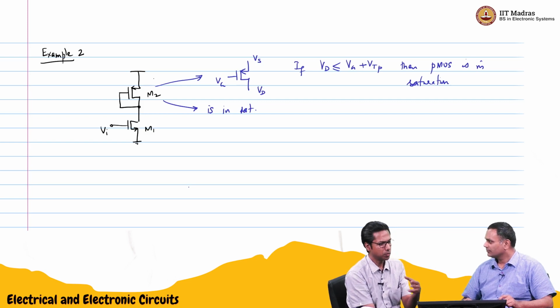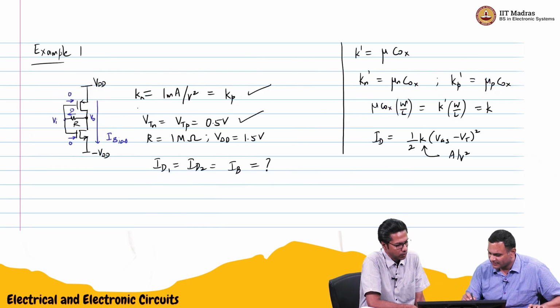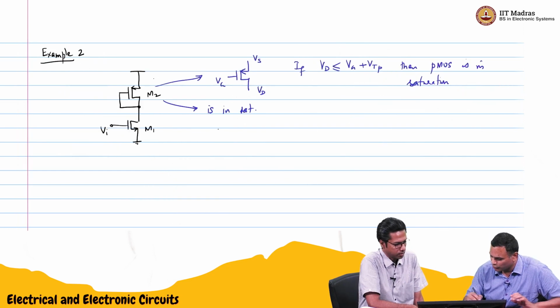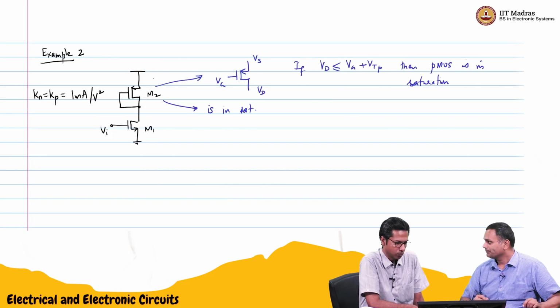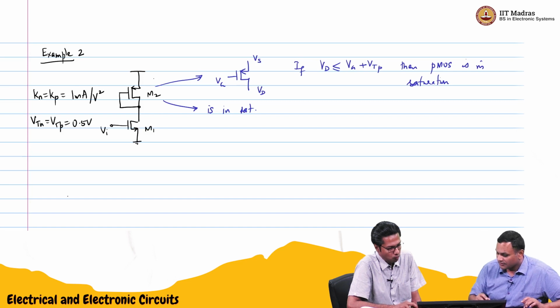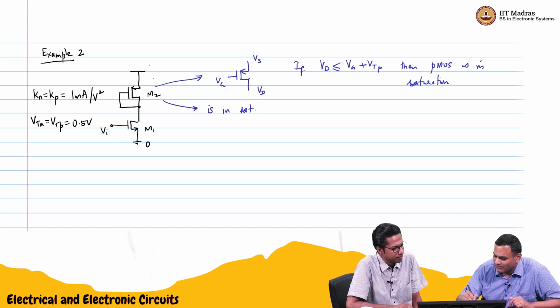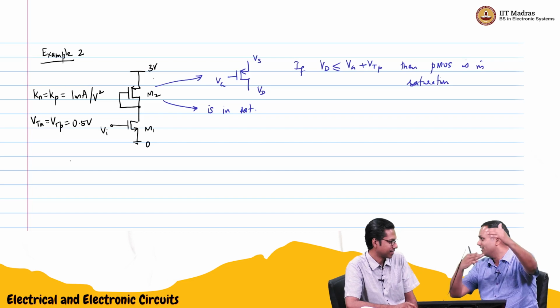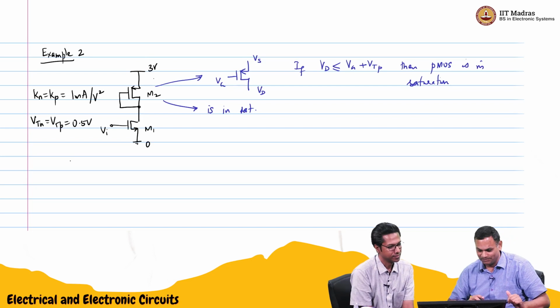So we will apply the same parameters of the previous problem. That is easy, no? I think we said Kn and Kp are 1 milliampere per volt square. Correct. So we'll assume the same thing. And Vtn and Vtp were both 0.5 volts. We'll take 0 and VDD, so maybe we'll make it 0 and 3 volts. VDD minus ground, the swing is the same. Okay.